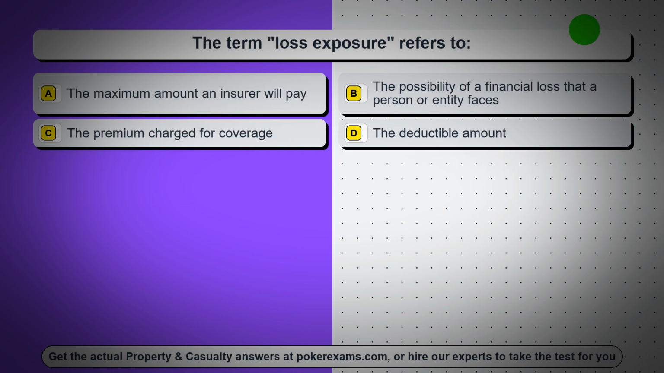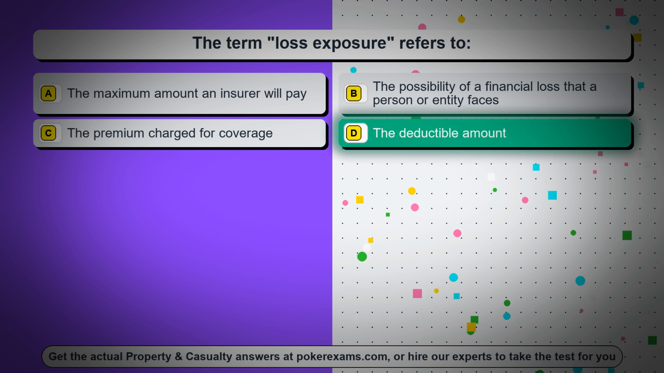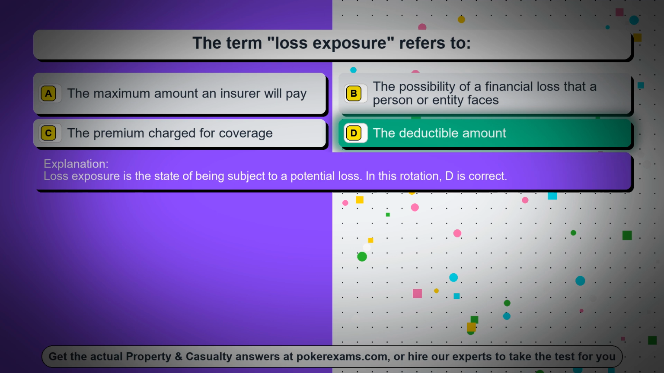Question 46. The term loss exposure refers to option A, the maximum amount an insurer will pay. Option B, the possibility of a financial loss that a person or entity faces. Option C, the premium charged for coverage. Option D, the deductible amount. The correct answer is option D, the deductible amount. Loss exposure is the state of being subject to a potential loss. In this rotation, D is correct.